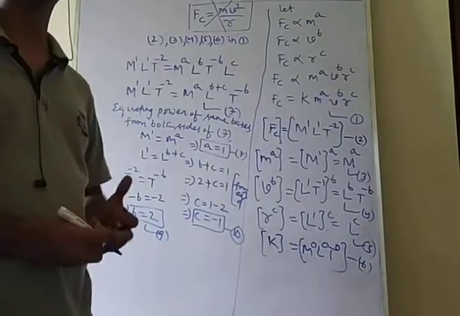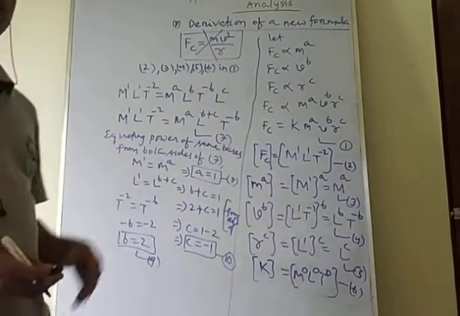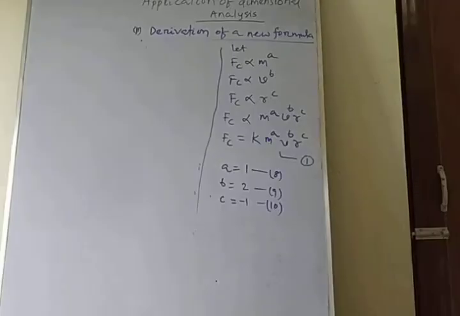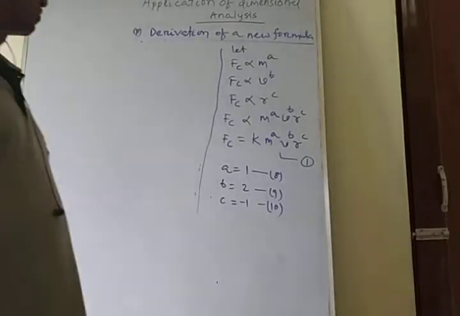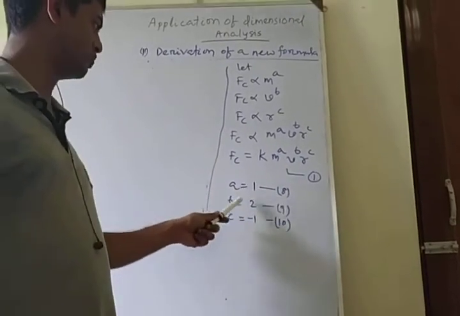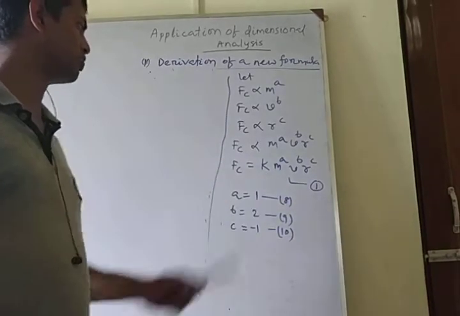Very simple thing. Just I have equated the power of same basis and doing some equation solution, which is a very school technique. So we found by doing some calculation that A equal to 1, B equal to 2, C equal to minus 1. So we put equation 8, 9, 10 in equation 1.